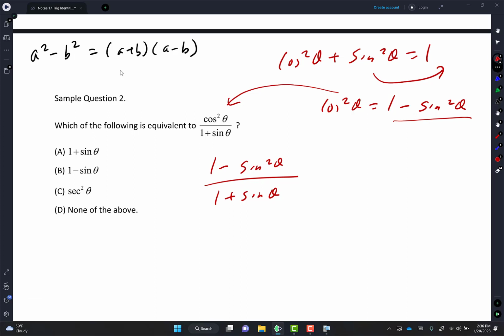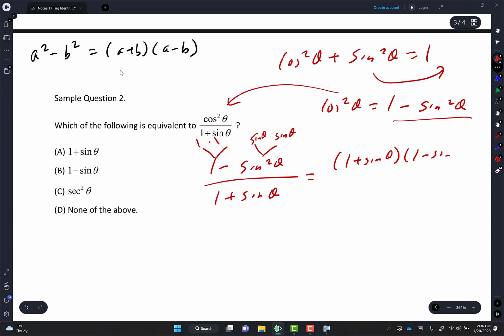So this in the numerator is a perfect square, guys. 1 times 1 is 1. Sine theta times sine theta is sine squared theta. So I can rewrite the numerator as 1 plus sine theta times 1 minus sine theta, all over 1 plus sine theta.